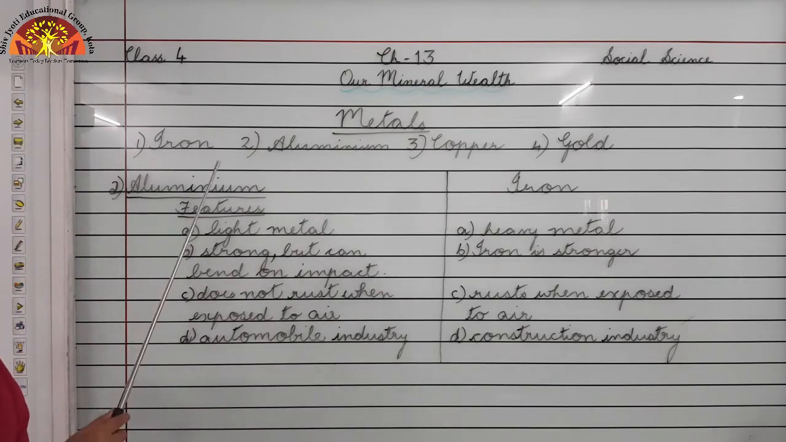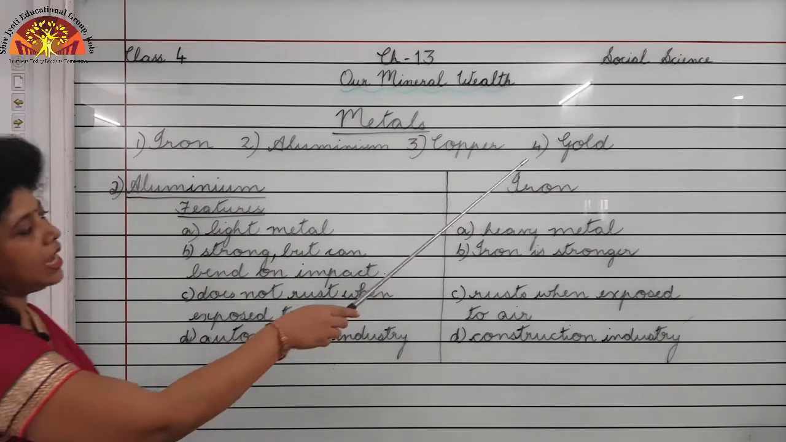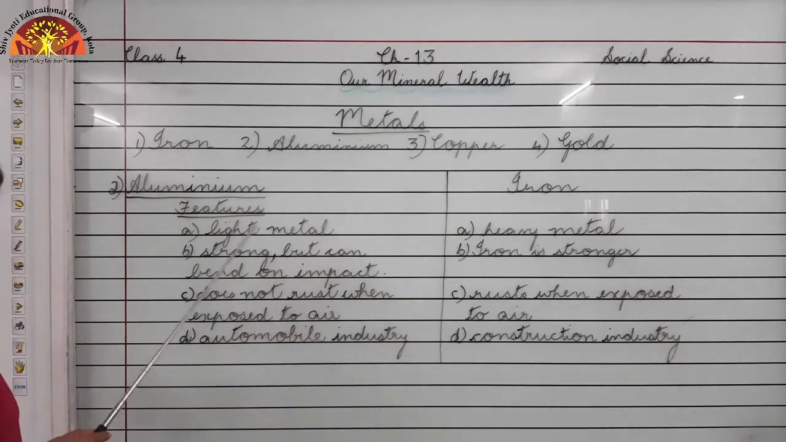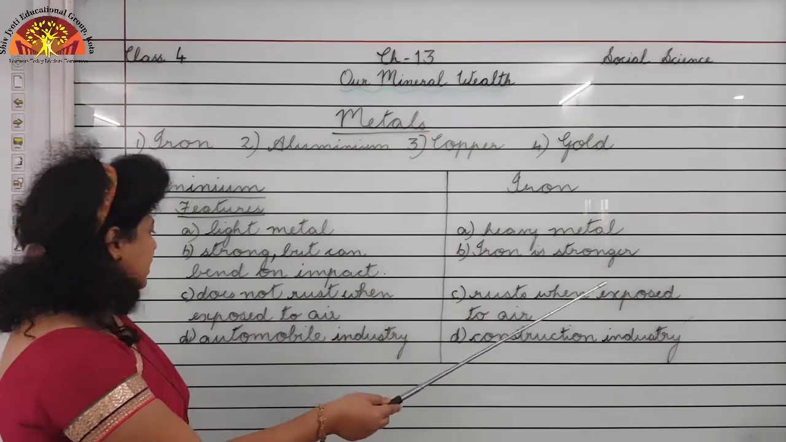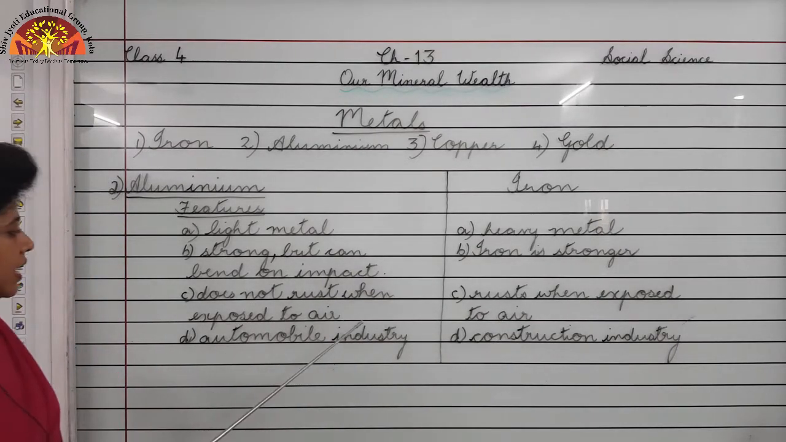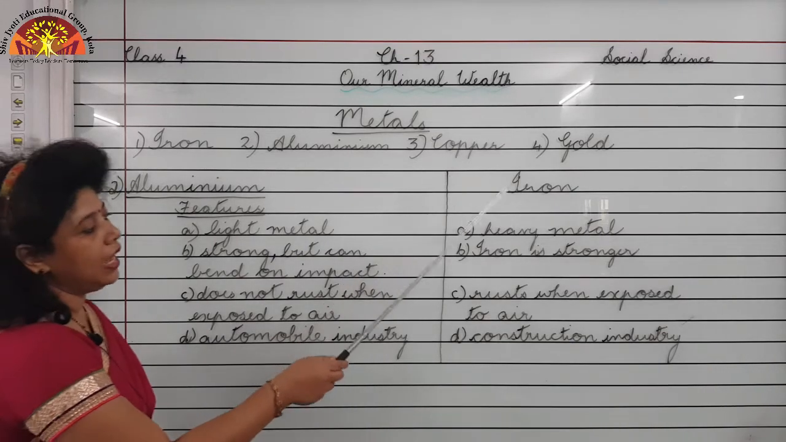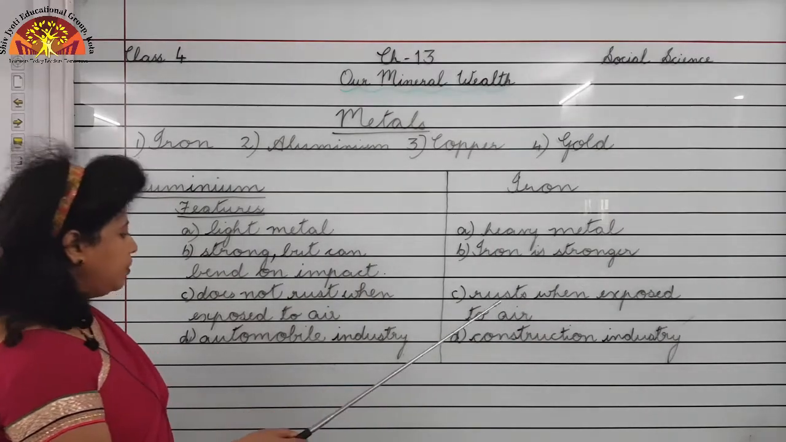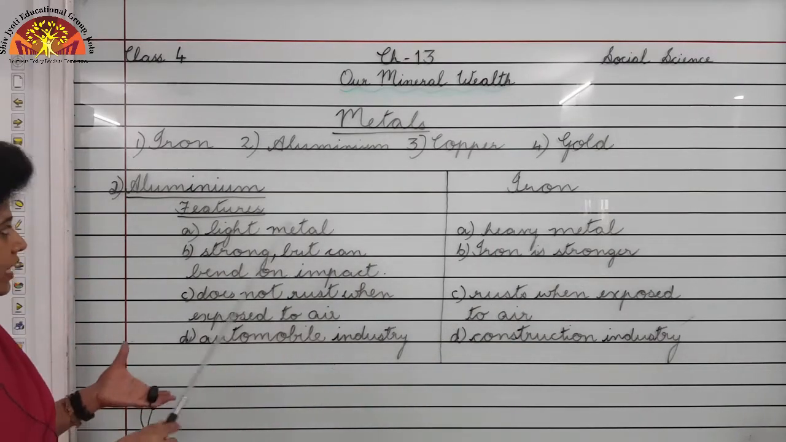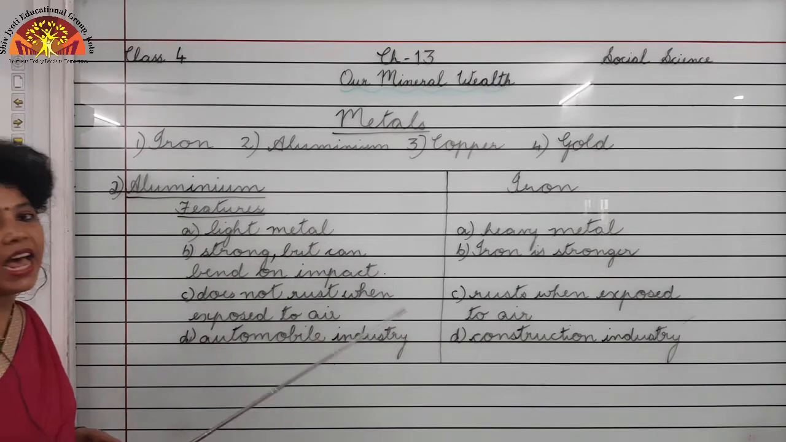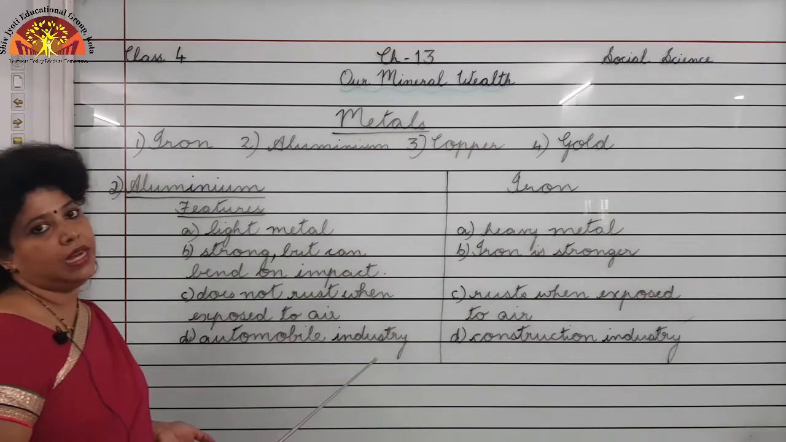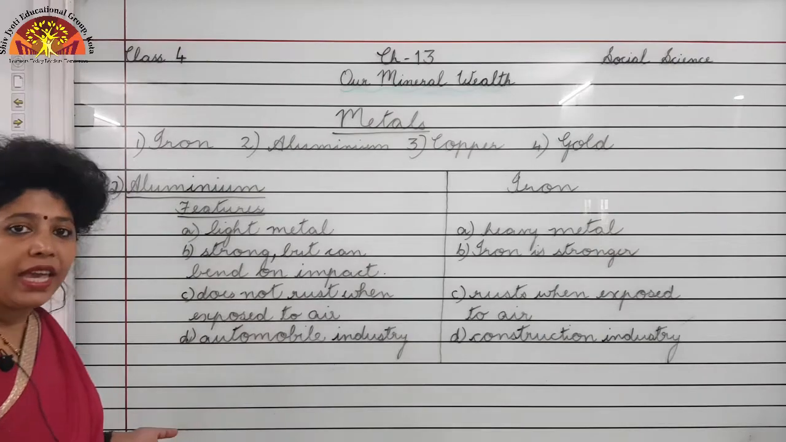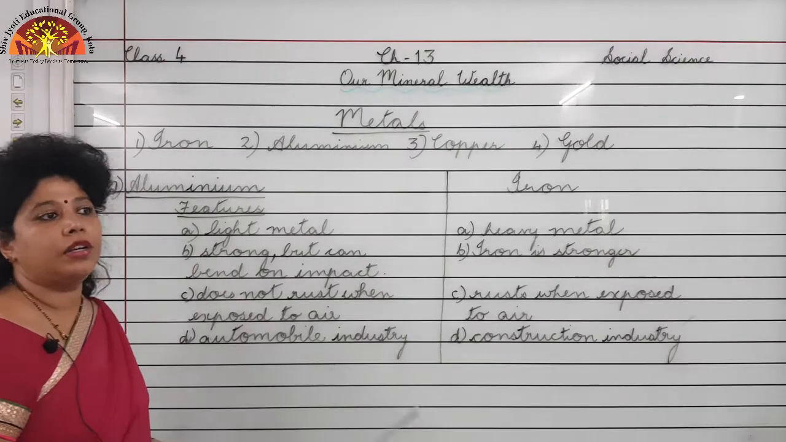Like we said, aluminium is a light metal but iron is a heavy metal. Aluminium is strong but it can bend on impact, but iron is a stronger metal. Aluminium does not rust when exposed to air, that is, इसमें जंग नहीं लगती, but iron rusts when exposed to air. Because of these features, that it is light and does not rust easily, it is preferred in automobile industries, because the lighter the vehicle is, the better fuel economy it leads to.